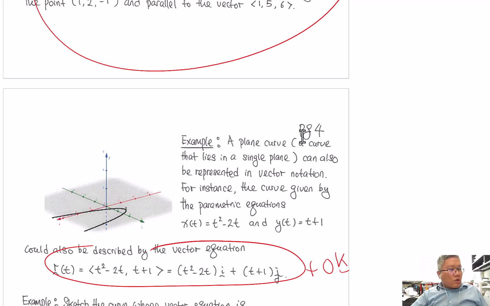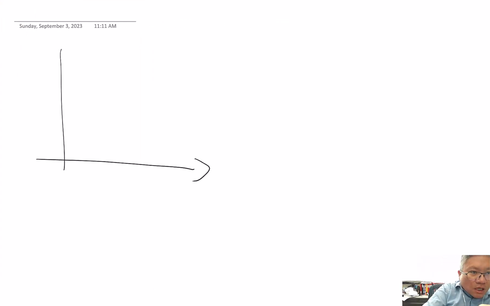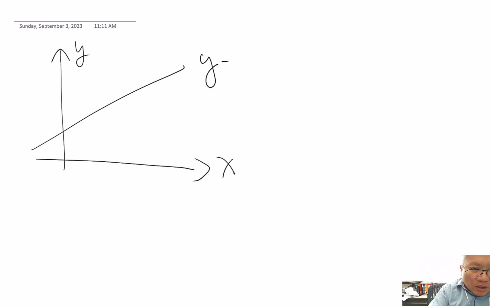All right. So now I want to talk about a special case of space curve that is on the xy plane. Let's build this concept up little by little. We don't want to go immediately to something complicated. So let's look at a very simple example. Let's just restrict ourselves to the xy plane first, okay? So we can have y equals 2x plus 1. Nothing special. This is something that you are comfortable with.